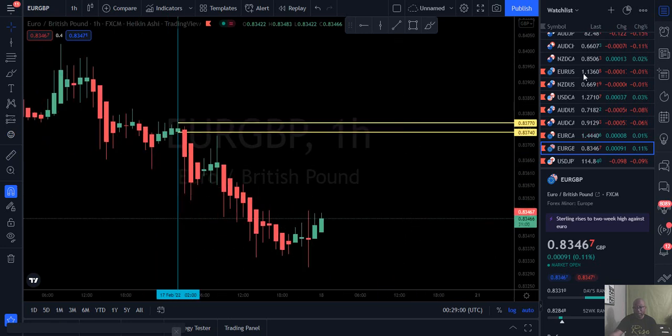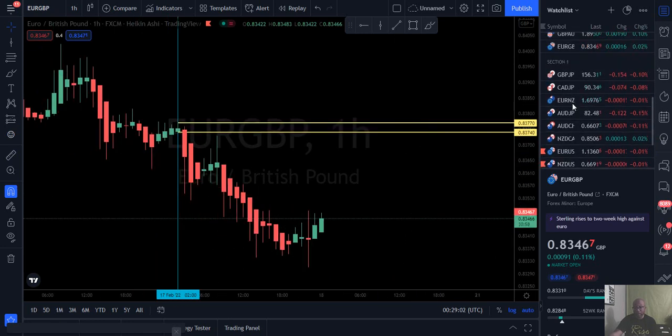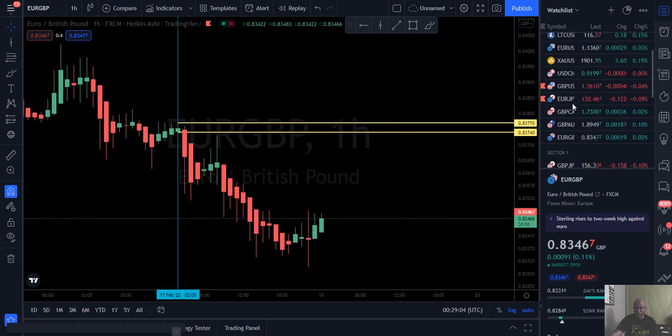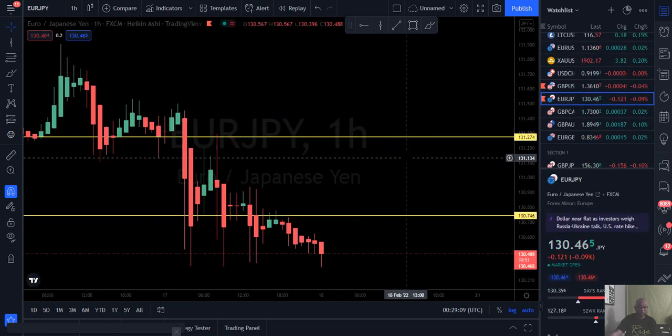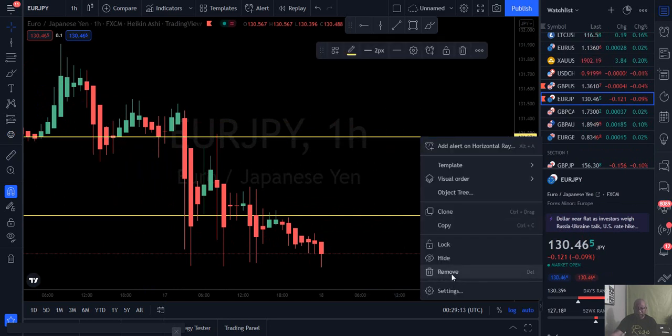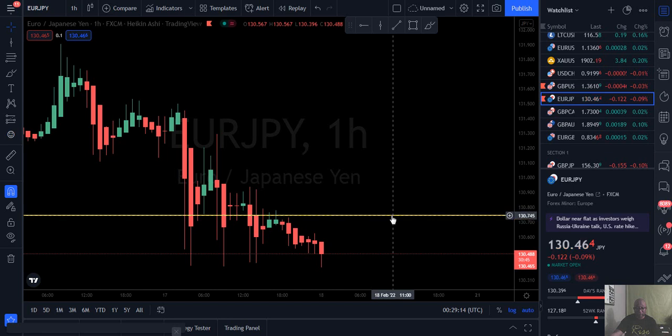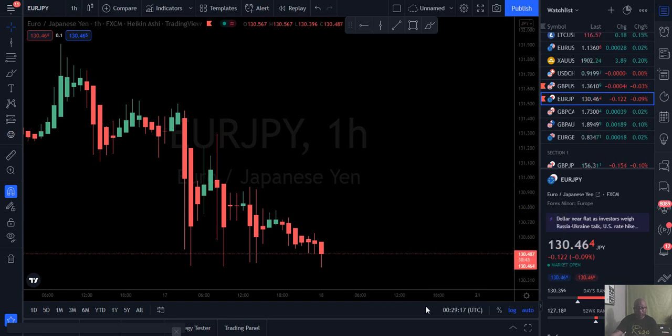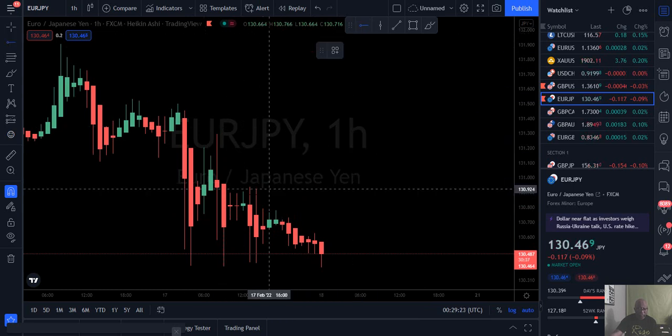So far, everyone that I've shown you, once you do this in your demo account and really look at it and get an understanding for it, you'll be rocking and rolling. This is, let's remove, because this is from an earlier trade a while ago. But here we go. What did we do? We get the horizontal ray.